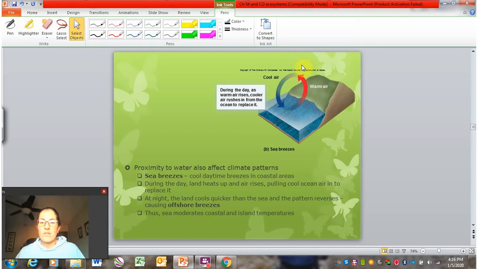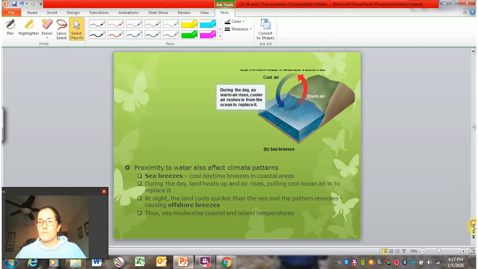And that warm air is coming up and out, and that pulls in cool air. And so you get a cooling sea breeze off of the water, and so that cools during the day. But then at night, an opposite pattern happens, and so you actually get it being warmer at night on land than over the water. And so that keeps the temperatures very moderate.